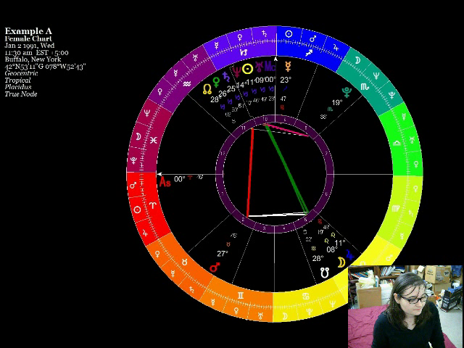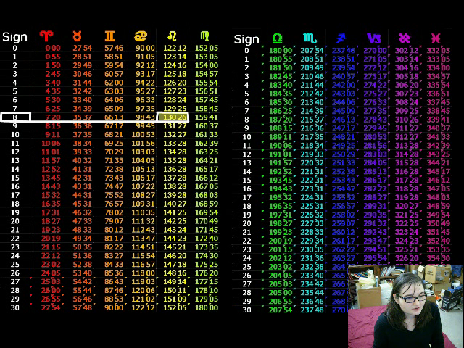Now, for this, we need to look at the right ascension of the moon. And to figure that out, we see right here that the moon is at 8 degrees and 19 minutes Leo. So we're going to look at a right ascension table, and you can see right here that at 8 degrees Leo, the right ascension is 130 degrees 26.